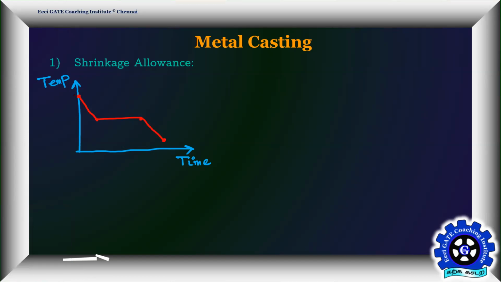Like this. So I'll write this as TP. TP means what? Pouring temperature. Okay, let me write them here. TP is pouring temperature. Pouring temperature means the temperature of liquid metal at the point of pouring. That's what pouring temperature is.